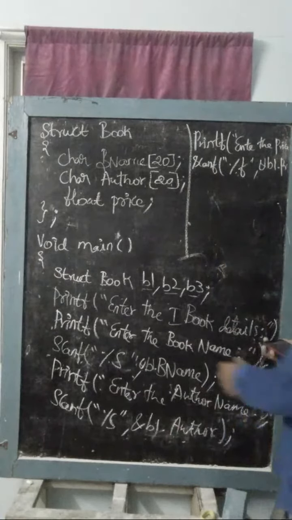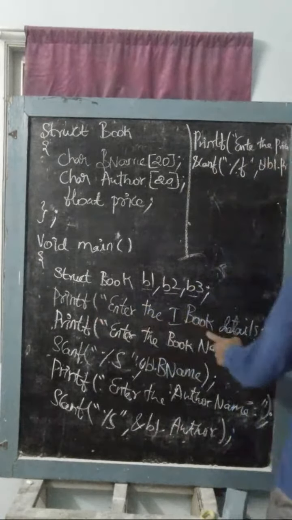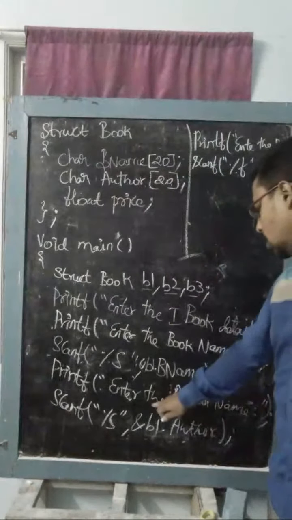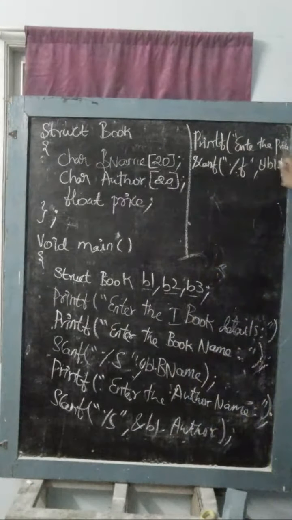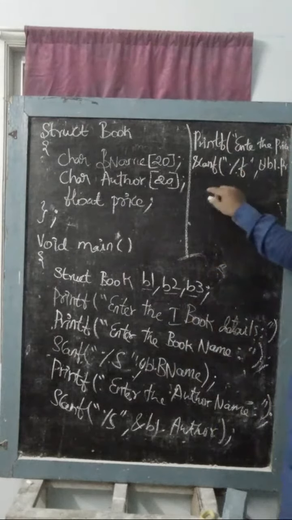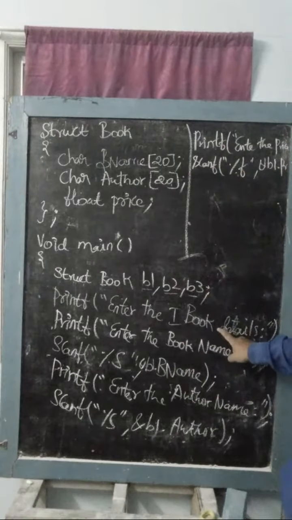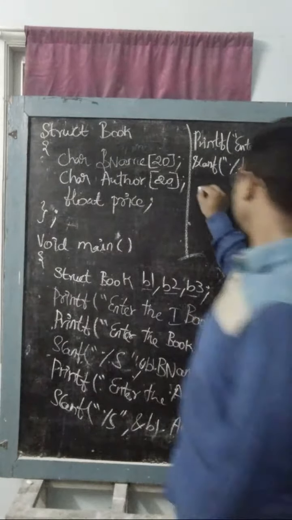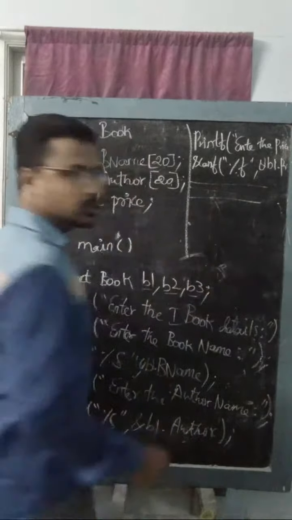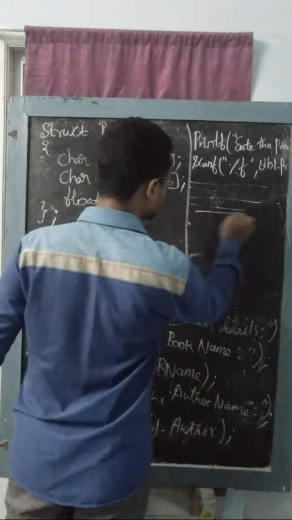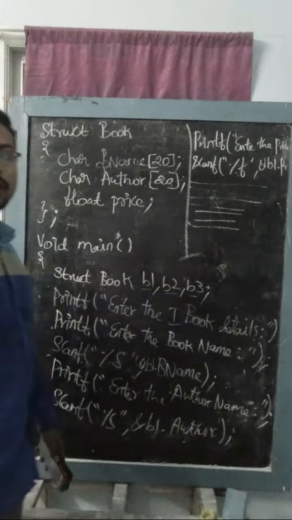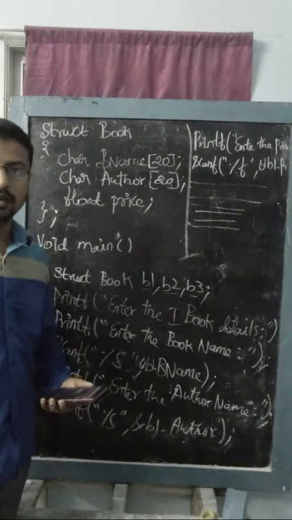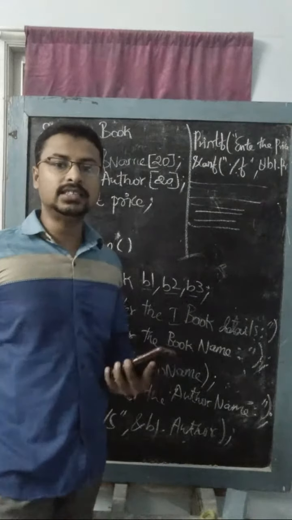In the same way, you have to write enter the second book details, enter the book name, enter the author name, and then enter the price. So how many lines do you have to write? 1, 2, 3, 4, 5, 6, 7. 7 again for the second book, and then third book details, 7 again. And then finally, you have to print each and every detail. You got it?